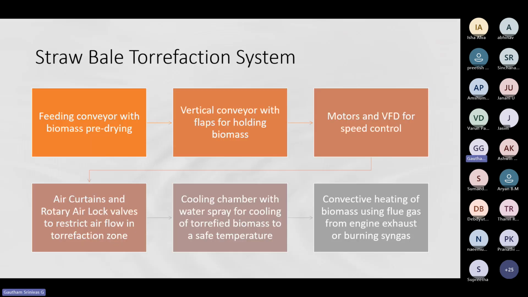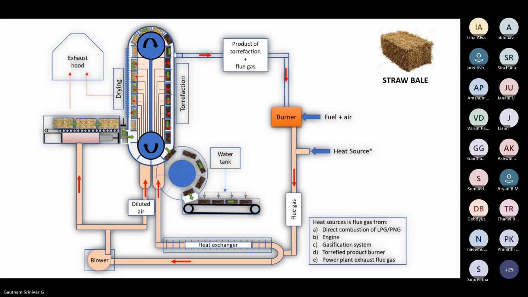So the torrefaction system that I was talking about was developed at IISc. Instead of just reading this, I'll go over here directly. So there are two zones here. This is a vertical conveyor type system. Okay, so you see a straw bale.